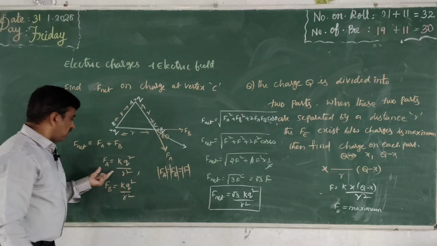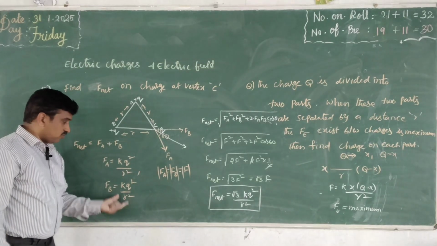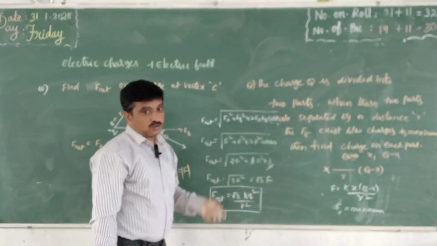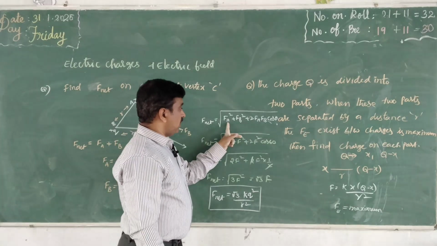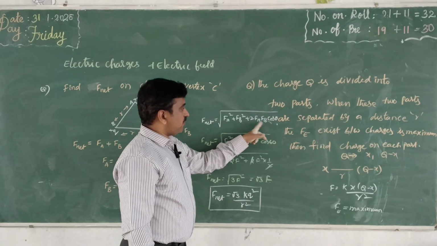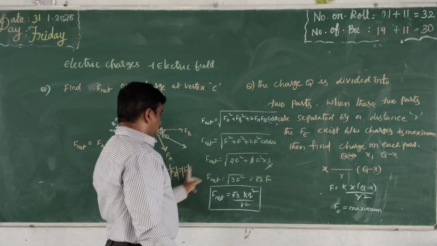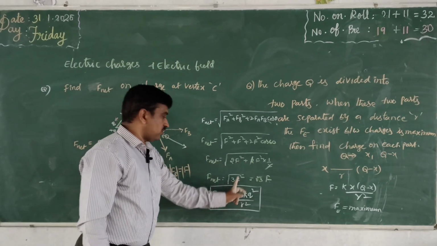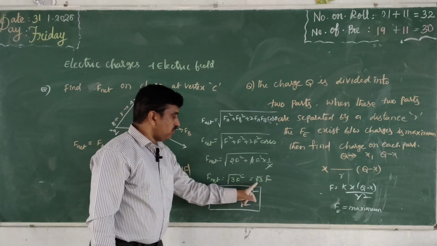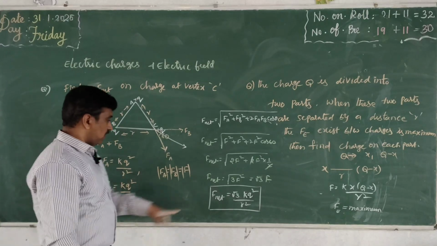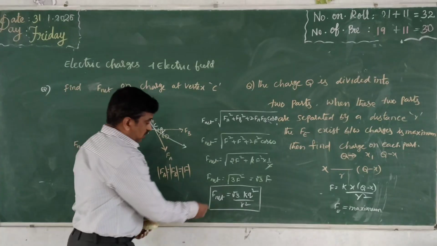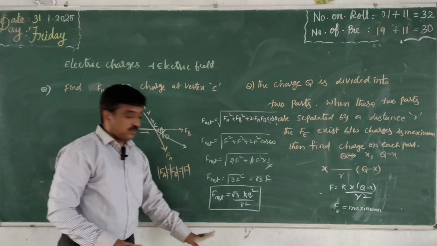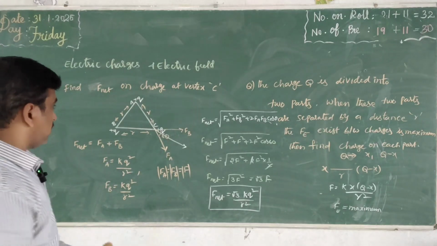What is the force? FA is K Q square by R square, FB is K Q square by R square. Both have the same magnitude, so we take FA equals FB equals F. For the sum of two vectors, F net equals root of FA square plus FB square plus 2 FA FB cos theta. That is F square plus F square plus 2F square cos 60. Cos 60 is 1 by 2, the 2 cancels, so 2F square plus F square is 3F square. F net equals root 3 F, where F is K Q square by R square. So the net force acting on the charge at vertex C is root 3 K Q square by R square. So this is the problem.